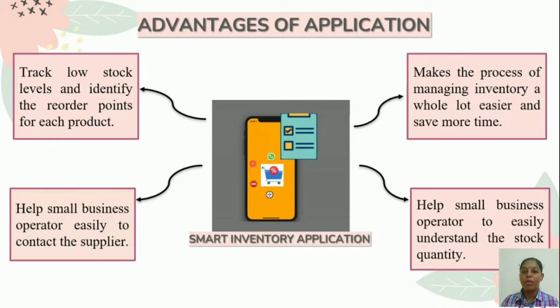Next, it helps small business operators easily contact the supplier without wasting time contacting the seller. Small business operators can easily contact suppliers to order the stock by using this application. Another advantage of the Smart Inventory application is that it makes the process of managing inventory a whole lot easier and saves more time. By using the Smart Inventory application, the small business operator can use the features of this application to manage their stock. All the functions are created simple and easy to use.